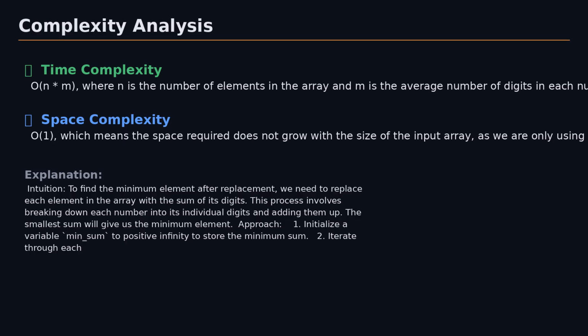Now, let's think about the complexity of this solution. The time complexity is n*m, where n is the number of elements in the array and m is the average number of digits in each number. This is because for each number, we're performing a while loop to calculate the sum of its digits. The space complexity is O(1), which means the space required does not grow with the size of the input array. This is because we're only using a constant amount of space to store the minimum sum.